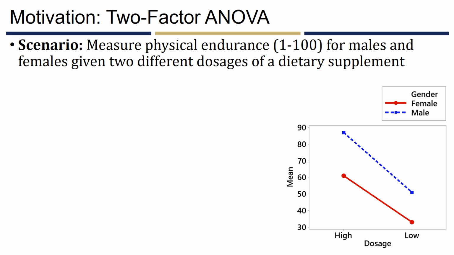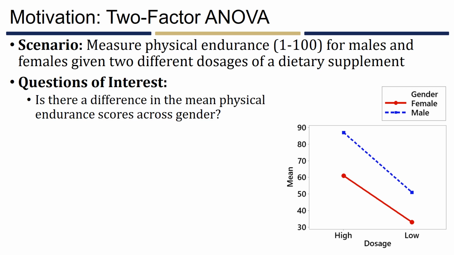Now notice here we have a quantitative response, physical endurance score, and we have two categorical predictors or factors, gender and dosage. The interaction plot down on the bottom right shows the sample mean for each of the four different groups. Now in two-factor ANOVA, we have three different questions that may be of interest. The first question might be, is there a difference in the mean physical endurance scores across gender? Looking at the interaction plot down on the bottom right, it certainly looks as if males have a higher average physical endurance score compared to the females.